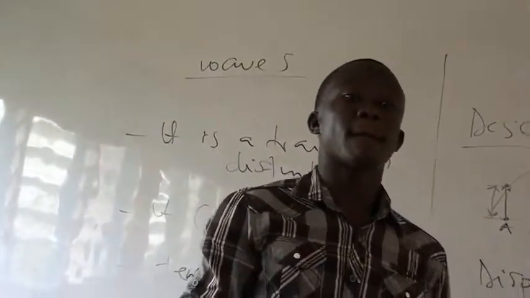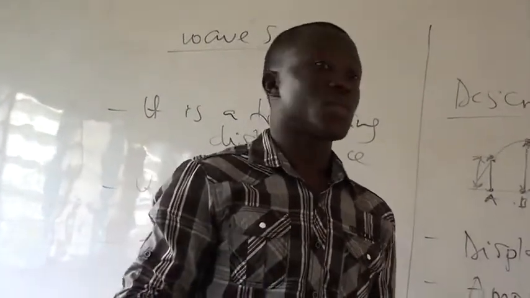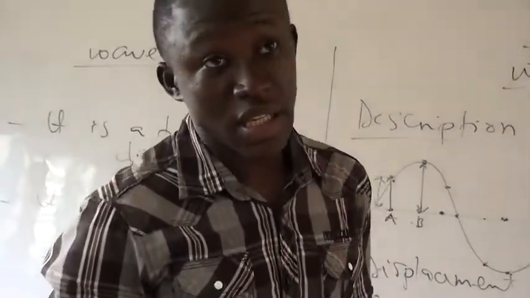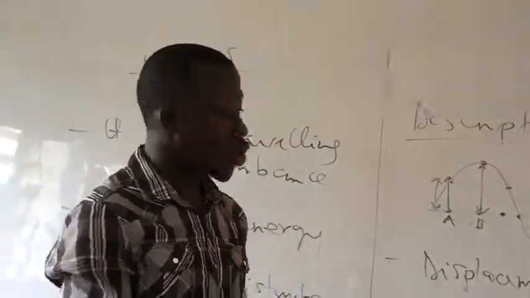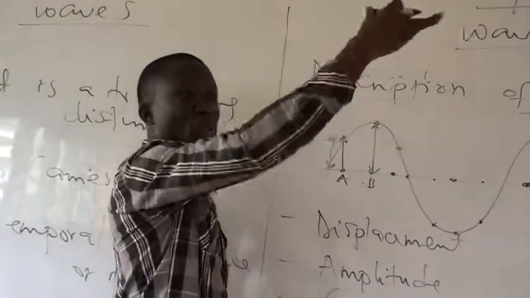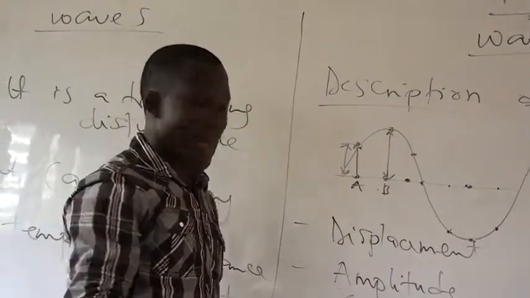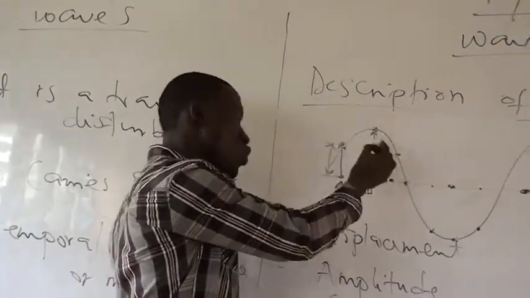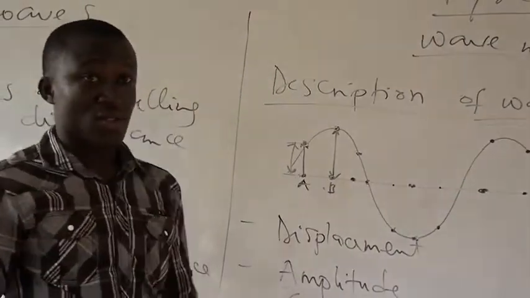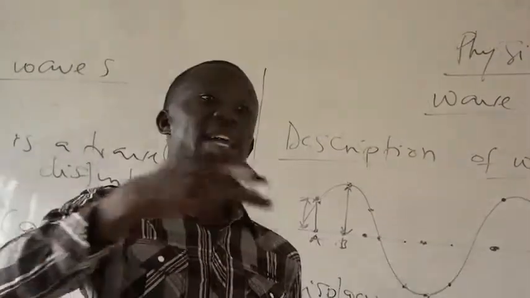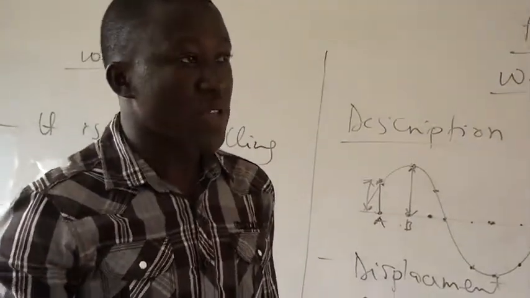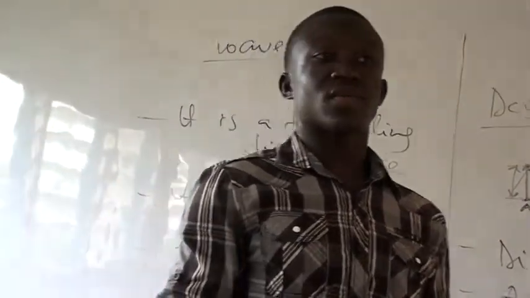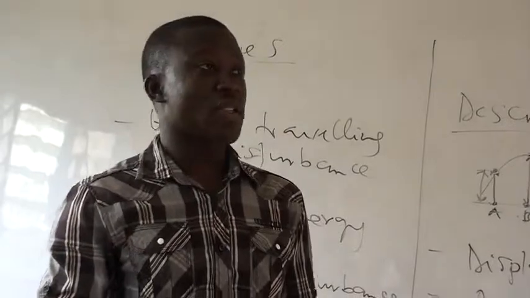What is the difference between amplitude and crest? Amplitude is distance or displacement. Crest is position. So this point, the highest position, is the crest. But the distance measured from the equilibrium point to the crest is what is amplitude. So crest is the highest point along the wave, but the amplitude is actually a displacement along the wave. Is that clear there? Alright.